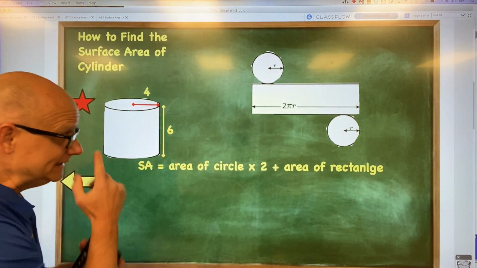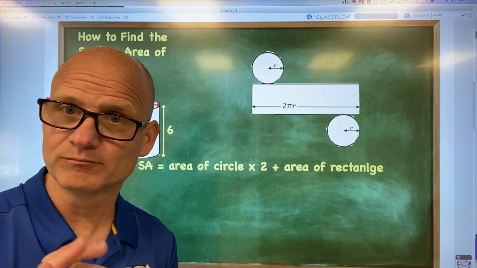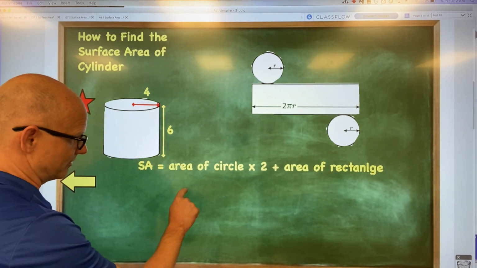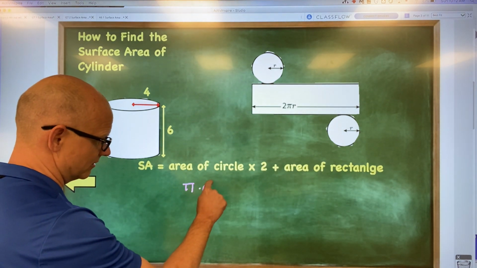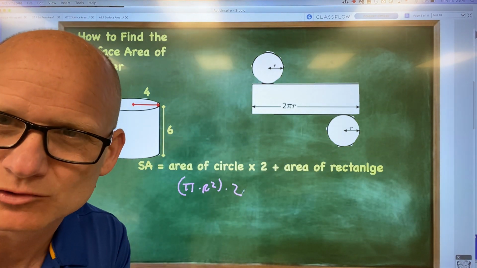Okay, we need the surface area of the circle times 2, because there's 2 of them, plus the surface area of the rectangle. Well, you guys know the surface area of the circle is pi times radius squared, but then we have to multiply that by 2. Okay, so let's just do that all together quickly, okay?